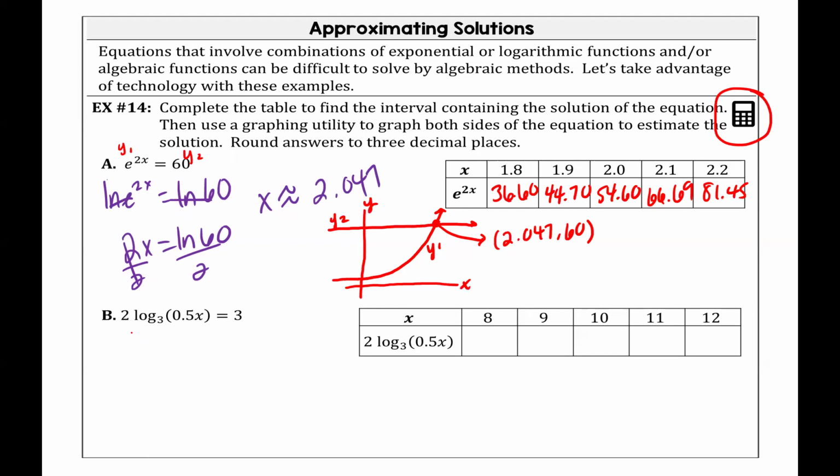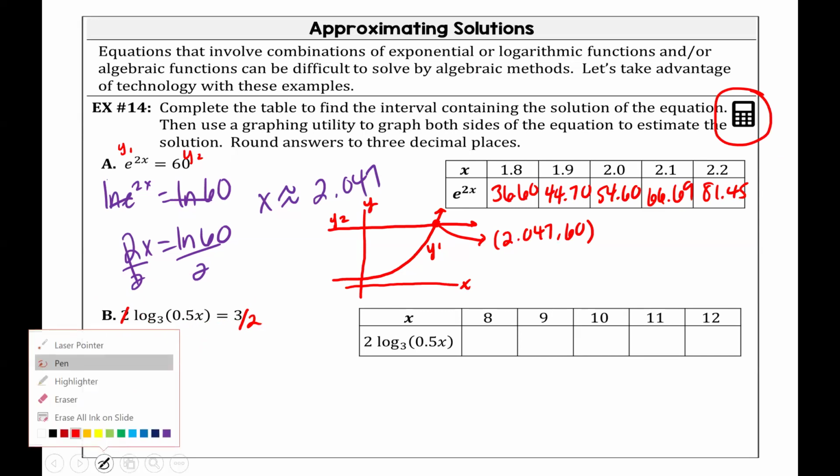Okay. Next, we have 2 log base 3 of 0.5x. Now, again, you want to make sure the log is by itself. So to get our log by itself, we're going to divide by 2 to cancel it out. And when I do one side, I have to do it to the other. So now we have log base 3 of 0.5x equals 3/2.